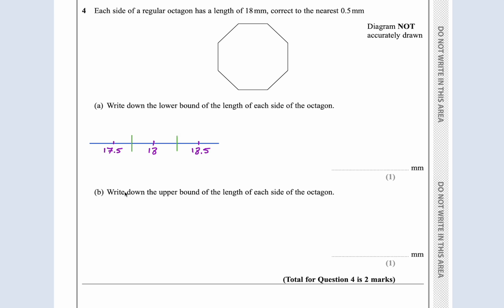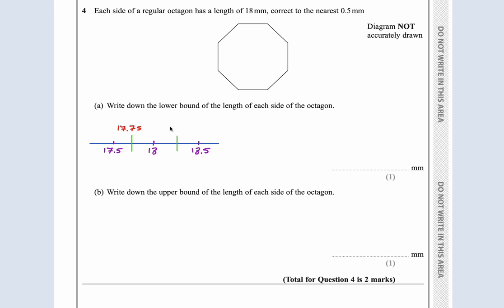I think actually here we need to write down the upper bound for the length of each side. So it's just the length of each side. The lower bound, halfway between these two, is 17.75. You can add them together and divide by 2 on your calculator if you want, or you could just see it. It's 0.5, 0.75 is halfway between it.